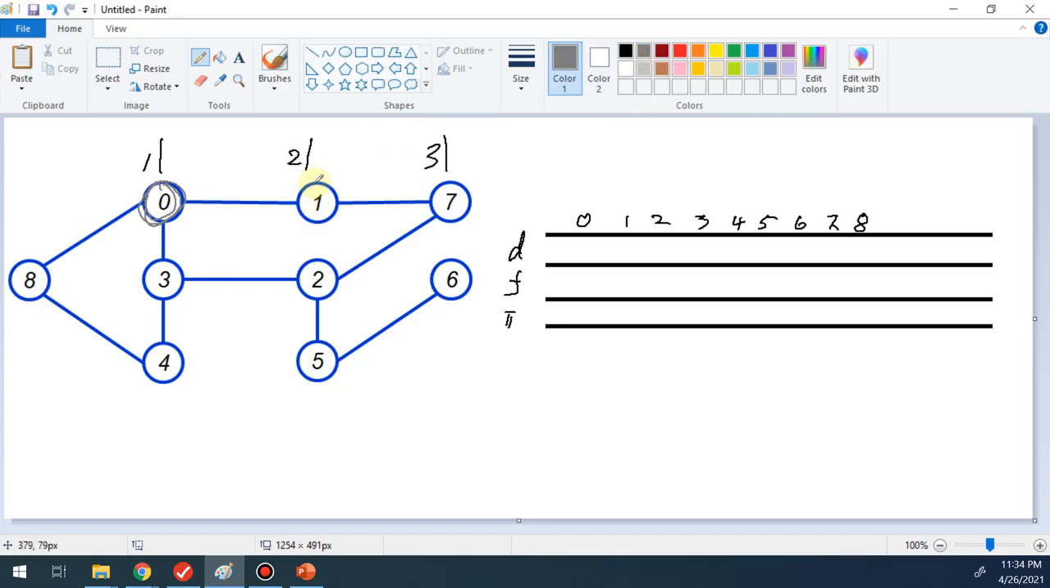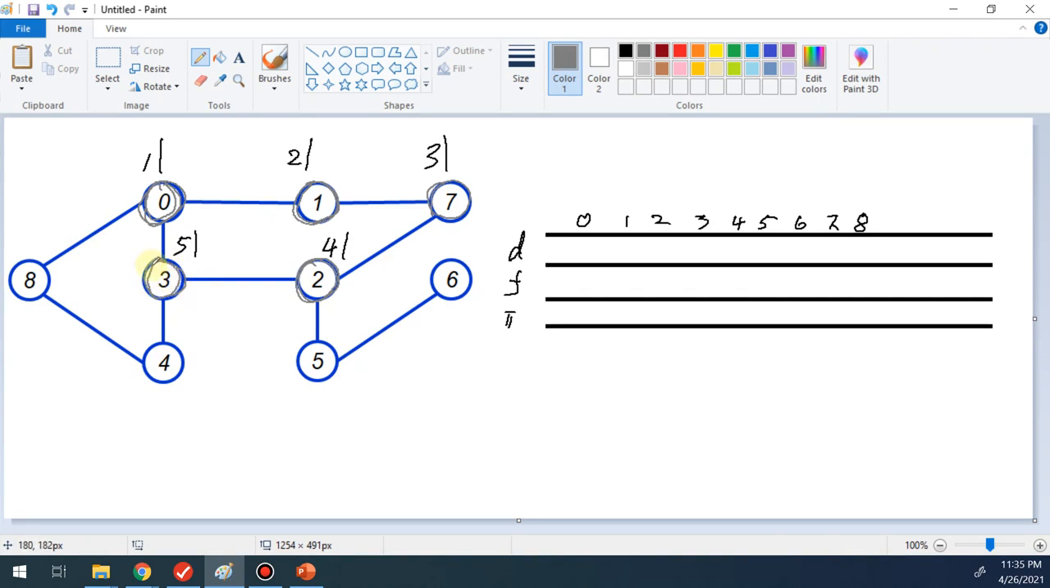At this point, 1 will be gray, and 7 will be gray. After we visit 7, we go down and visit 2. The start time for 2 is 4, and 2 will be gray. For 2, there are 2 neighbors, 3 and 5. Where should we go? The answer is 3, because 3 is a lower number. Remember, we always visit the nodes that have the lower index first. So we go to 3, and 3 is also gray.